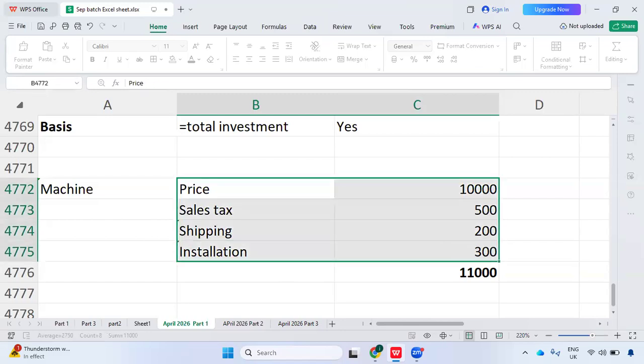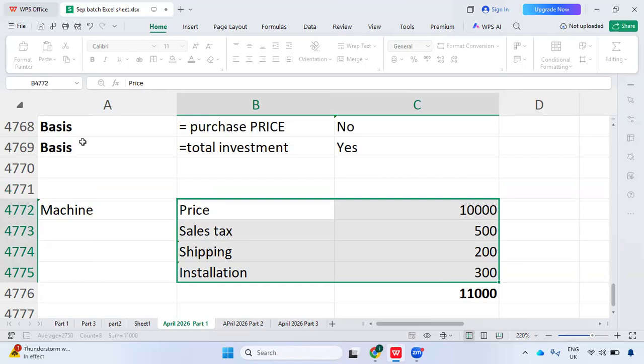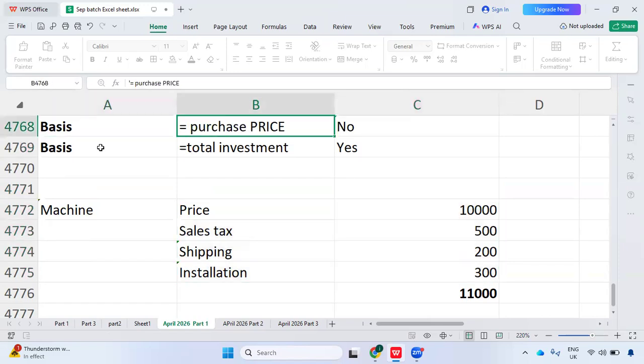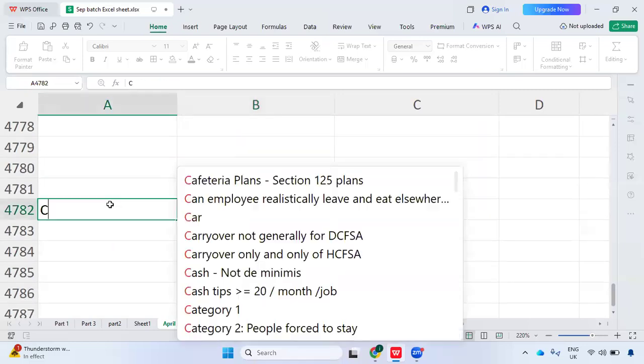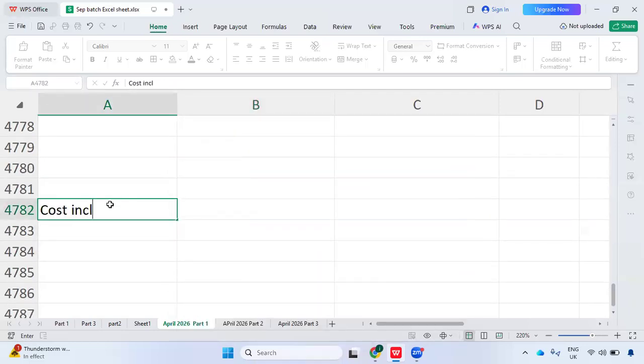Okay. So here, what are the costs we will include in the basis? Basis means not only the purchase price. Basis equals the total investment in the property. So we will see what costs are included in the basis.